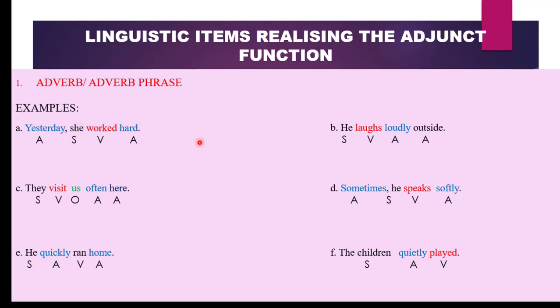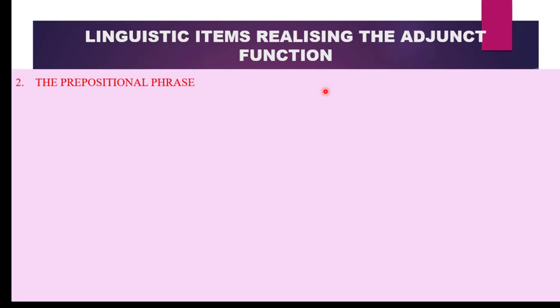Let us look at the second linguistic item. It is the prepositional phrase. Prepositional phrases always begin with prepositions. For example, in the house, at the party, during the event, after the game. They are all prepositional phrases. They can function as adjuncts. For example, the cat under the table watched the bird through the window.